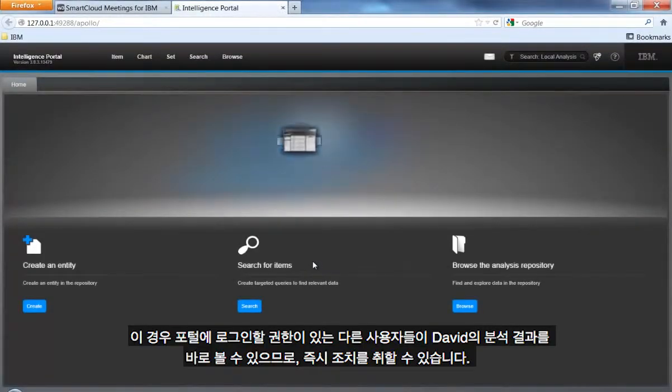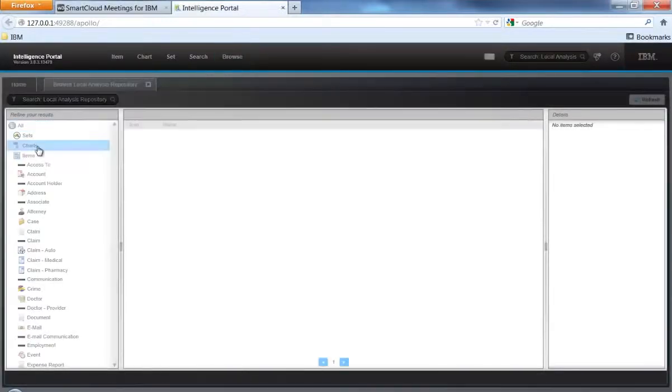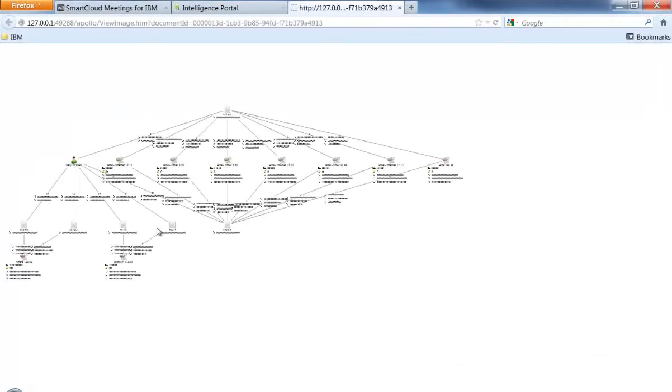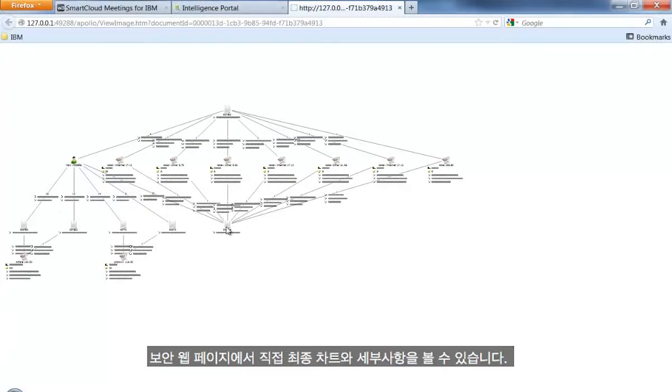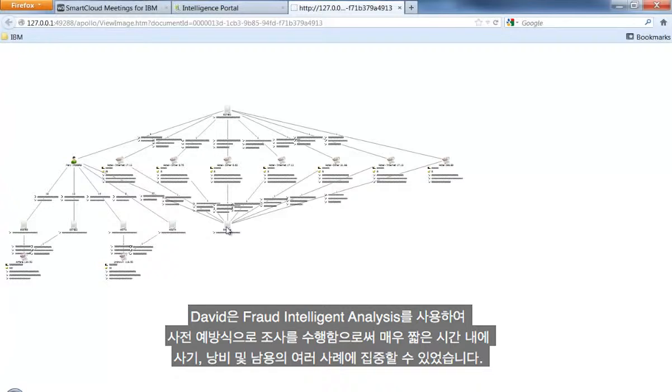In this case, others who have the authority to log into the portal can immediately see the results of David's analysis so they can take action right away. They are able to view the final chart and its details directly in a secure web page. Conducting a proactive investigation using fraud intelligence analysis has allowed David to zero in on several instances of fraud, waste, and abuse in a very short amount of time.